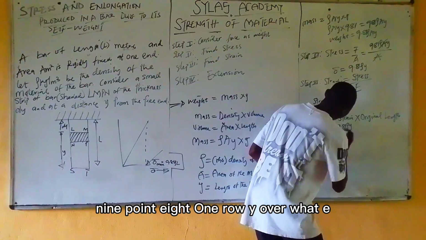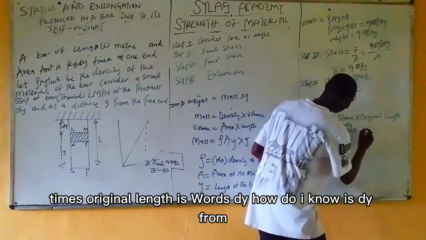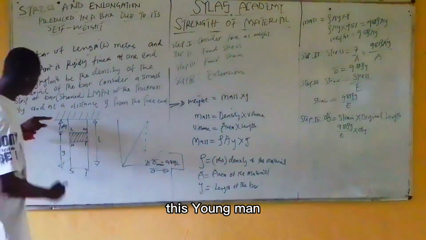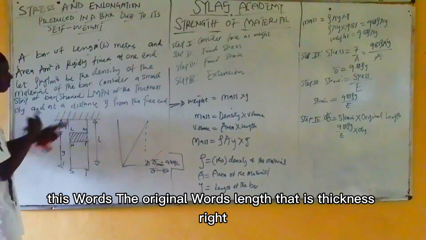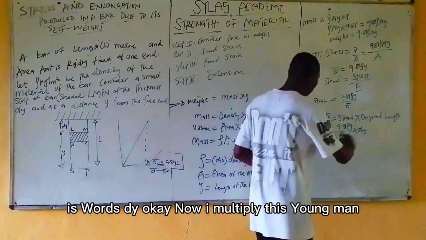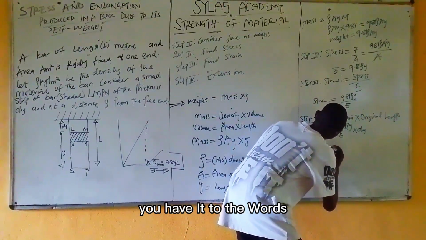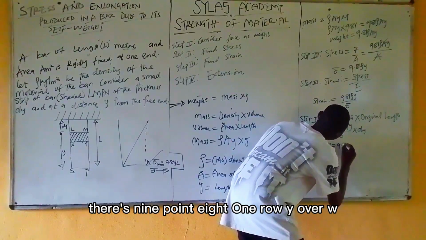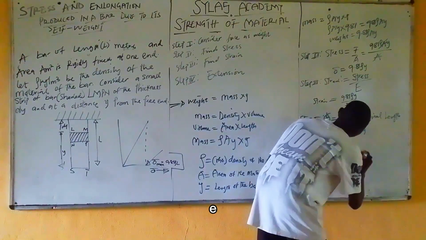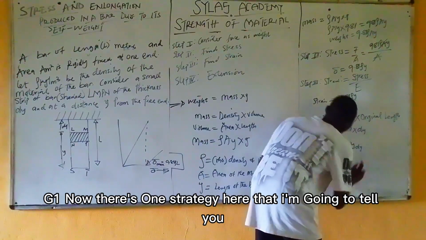9.81 rho y over E times original length, which is dy. How do I know it's dy? From this element, this was the original length. That is the thickness, right? It is dy. Now when you multiply this, you have 9.81 rho y over E dy.